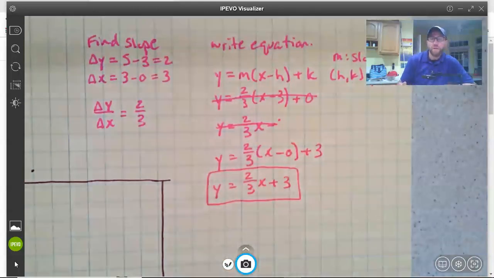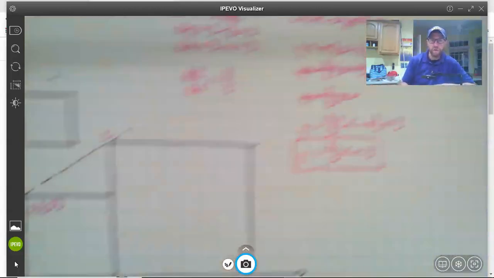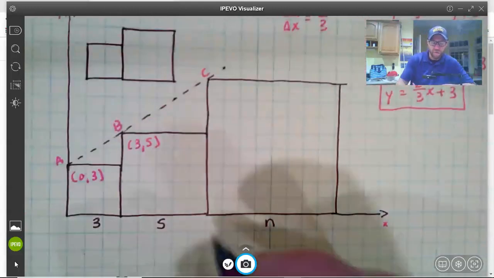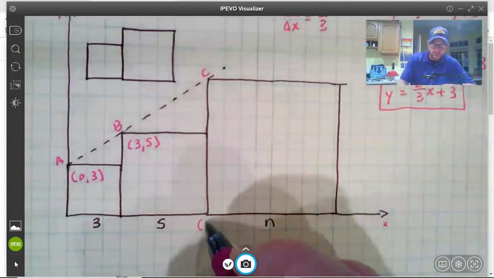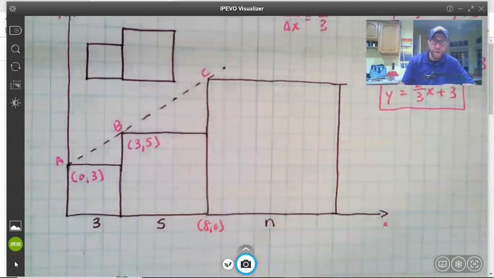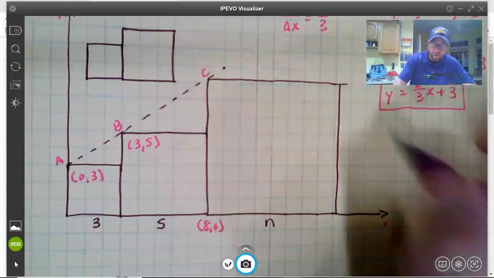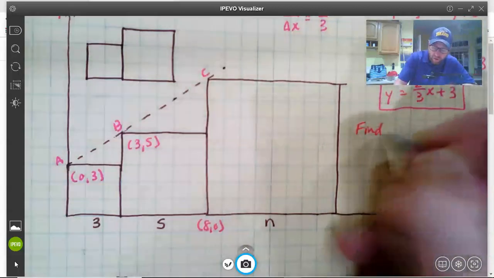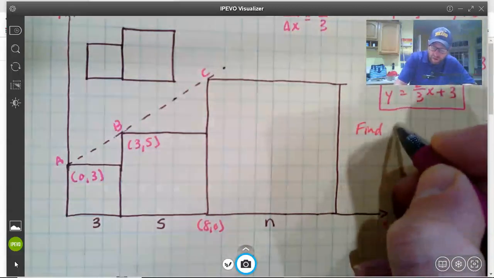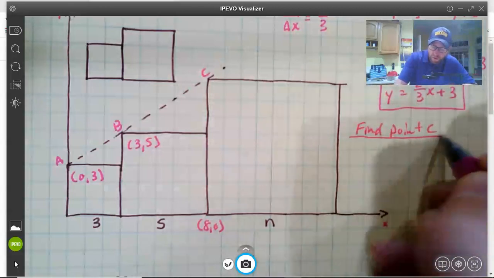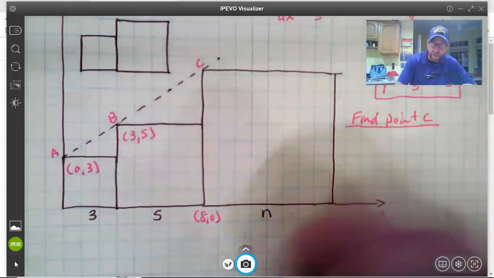And now all we have to do is feed that equation the x coordinate for this point. And we do know the x coordinate because it's 3 plus 5. So this point is at x equals 8 right here. So the x coordinate of this point is 8. So to find the y coordinate, I'll call this find point C. Right. So we're just going to plug 8 into this equation.